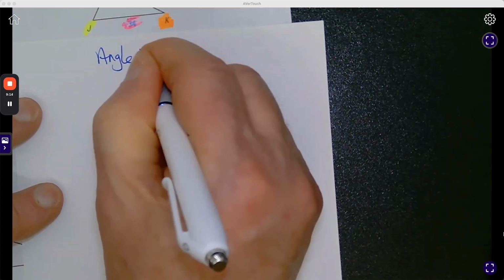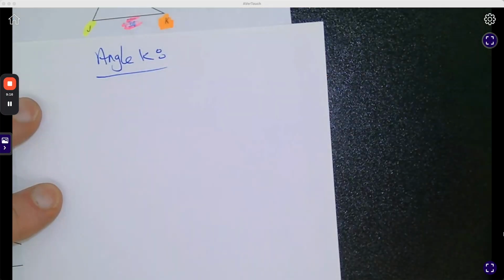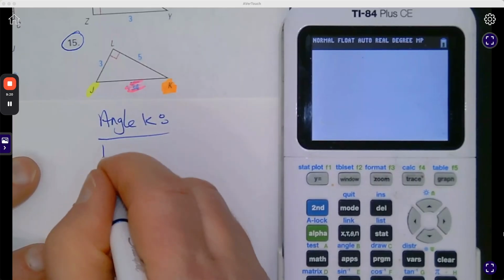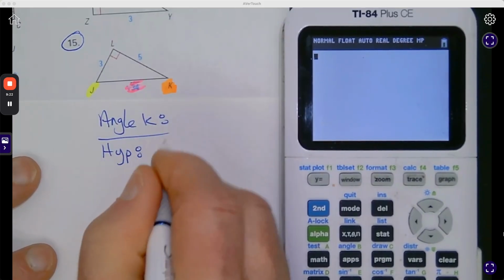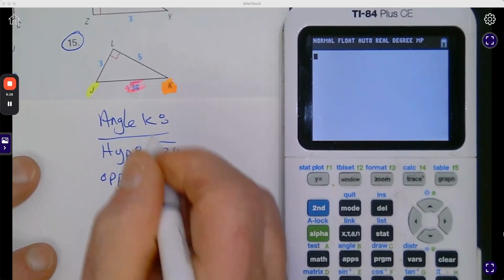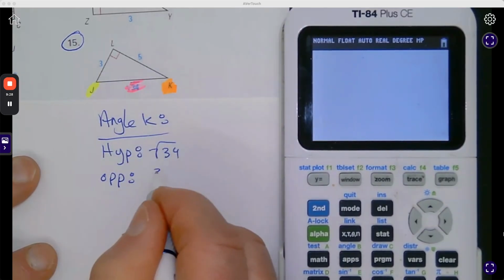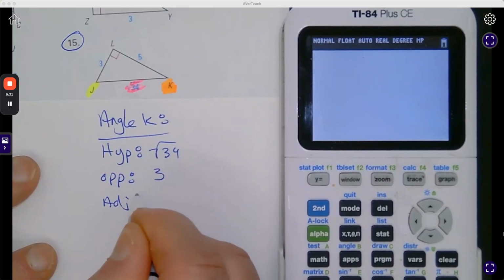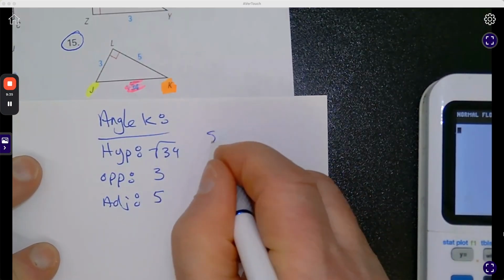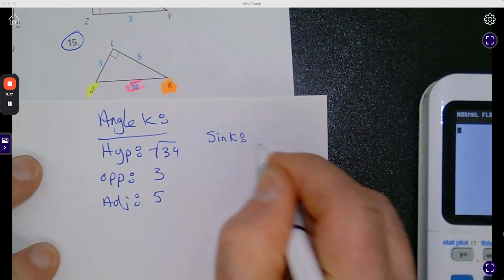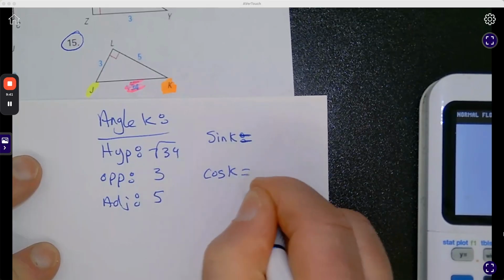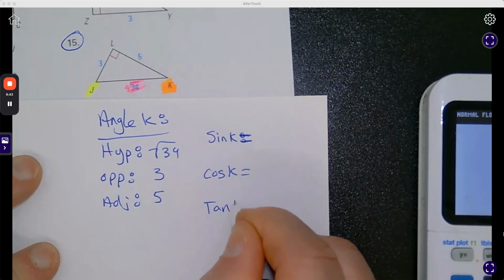So angle K. Again, don't forget the hypotenuse is the hypotenuse, right? So the hypotenuse is radical 34. But now the opposite changes. It's now 3, and the adjacent is 5. All right, let's do it. Sine of K, cosine of K, and tangent of K.